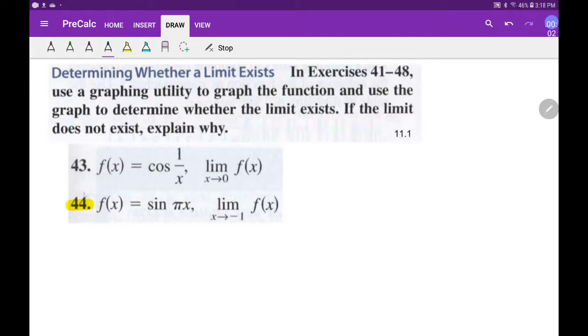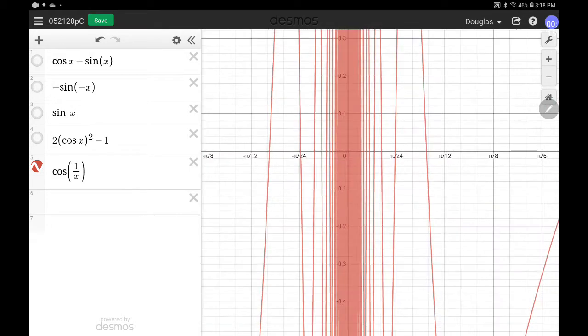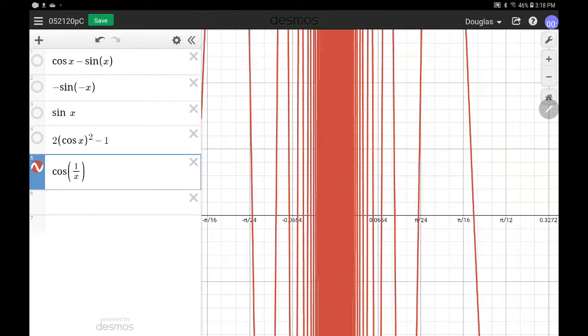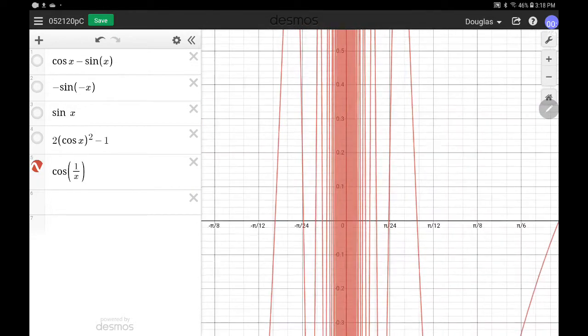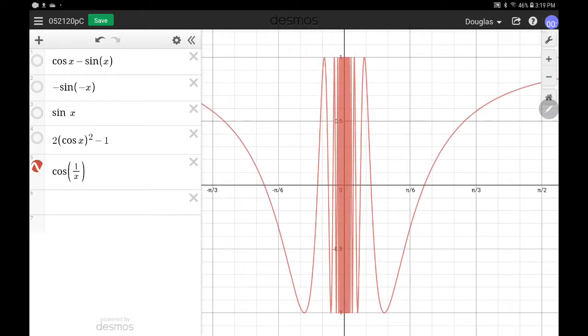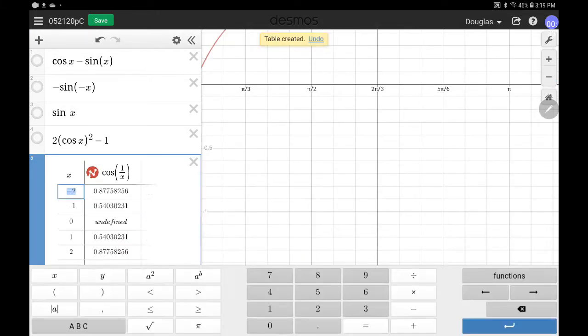We're going to see if a limit exists by using a graphing utility. So I have typed it into the graphing utility, and here it is. You can see that as x approaches 0, we have oscillating behavior. It's going back and forth more and more, switching from positive to negative 1. And we could confirm that with the table.